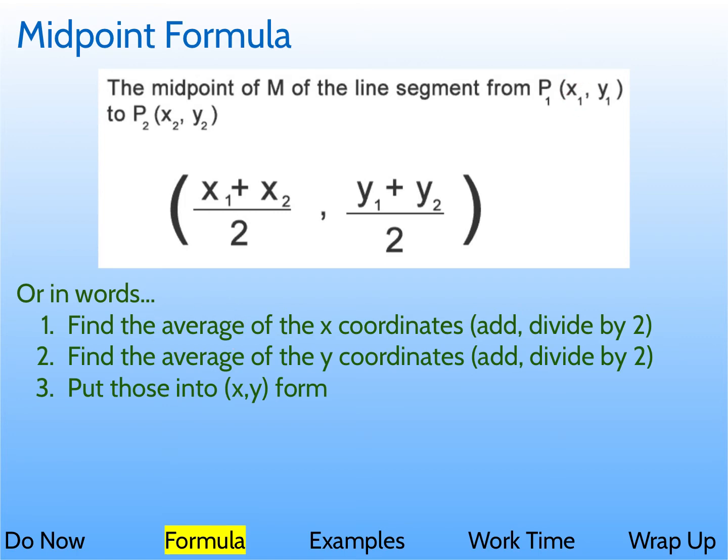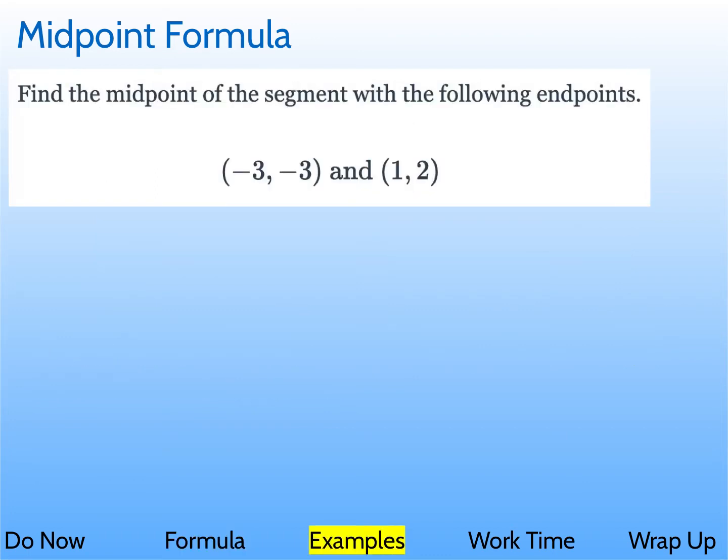So what's the middle between x1 and x2? This is just an average right here. And same thing with y1 and y2. You add them up, divide by 2, and then you just put them into parentheses with a comma in between. That's all it is for the midpoint. It's not that bad.